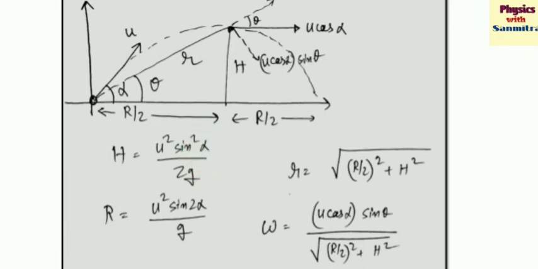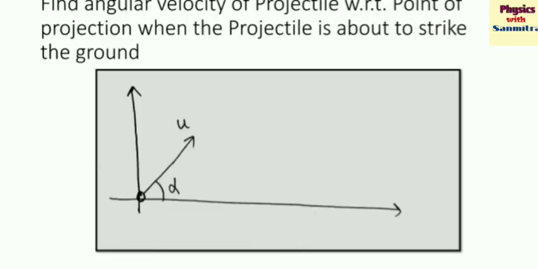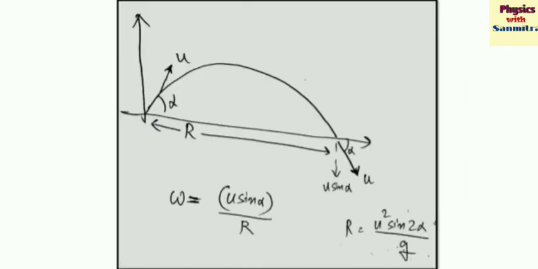In the exam they will be giving you the values and you can easily solve by this concept. Now the next question: find the angular velocity of the projectile with respect to the point of projection when the projectile is about to strike the ground. This is the projectile, and about the point of projection, before it is striking the ground, its velocity is u and its angular projection is alpha.